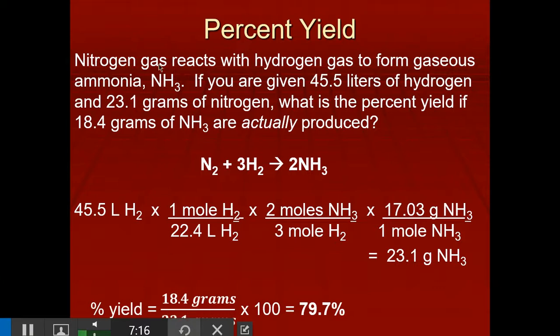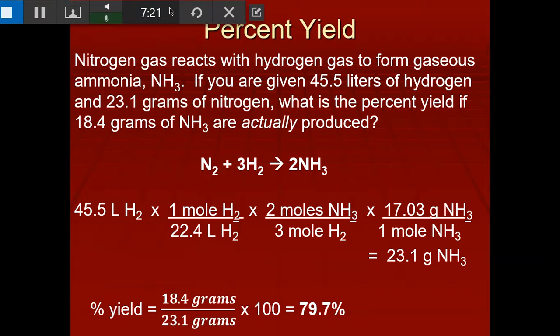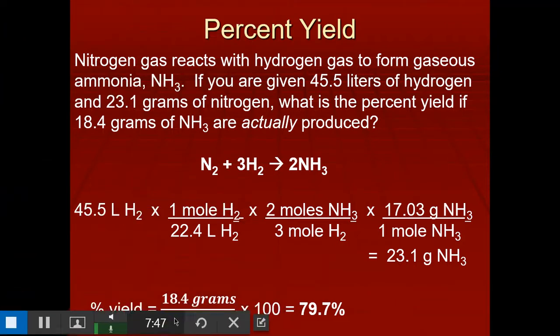Okay, and then, let me move this out of the way. Okay, they gave us the actual yield, so actual divided by theoretical times 100. Let's round percentages just like we've done before. Let's round them to 1 decimal place. Okay, and that's it. This last calculation is really the only new part to this.